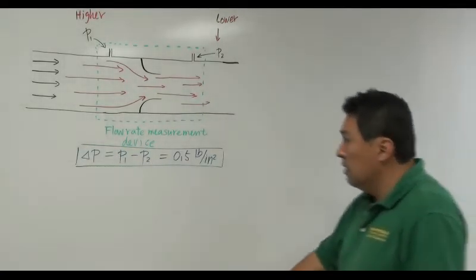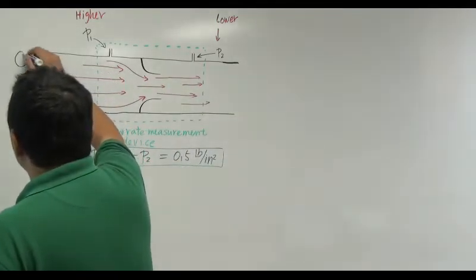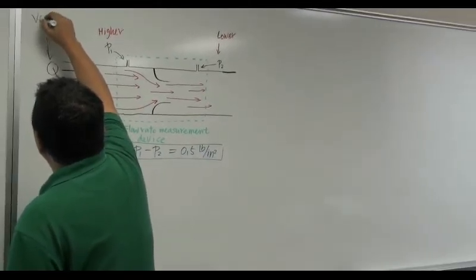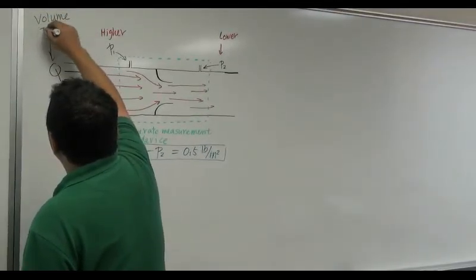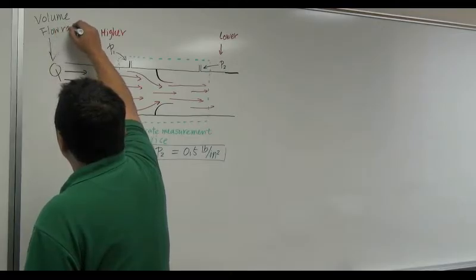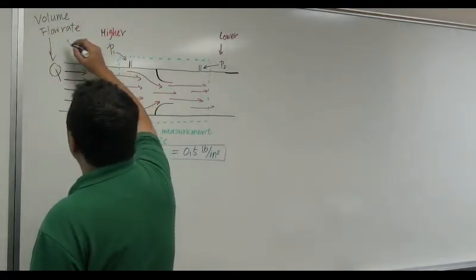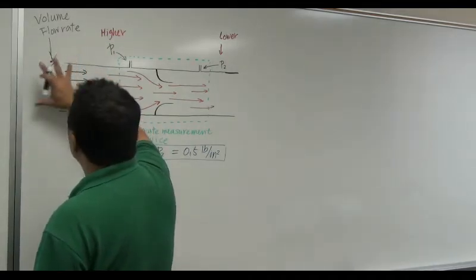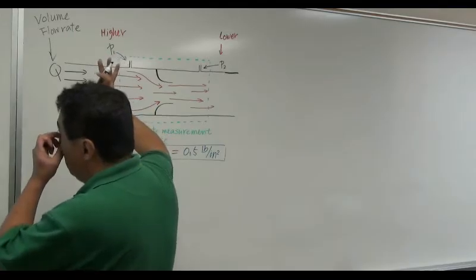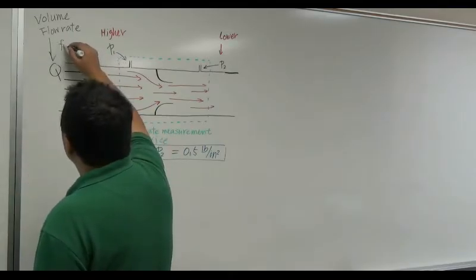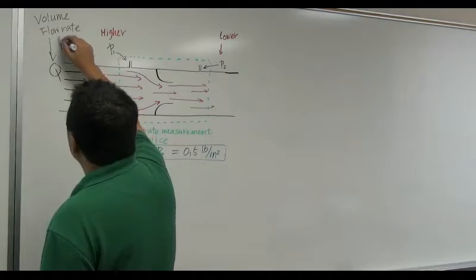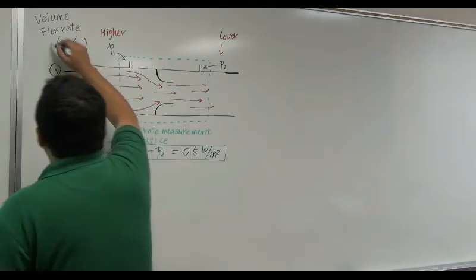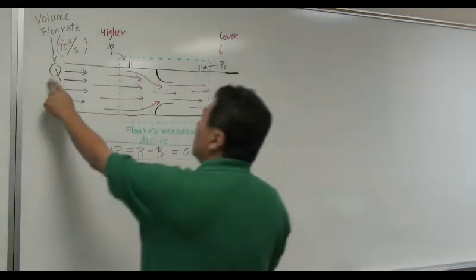By the way, the figure says Q. This Q is called volume flow rate. We are going to, of course, cover that later. In this case, the unit must be how much volume is flowing per unit time. So this is usually cubic foot per second. That's the standard unit of volume flow rate. So the purpose of this device is to determine this.